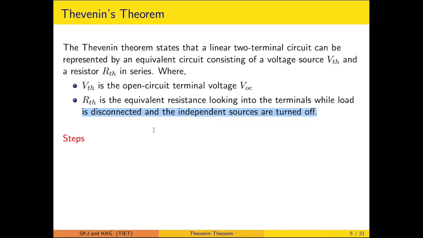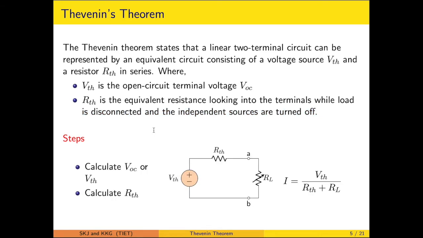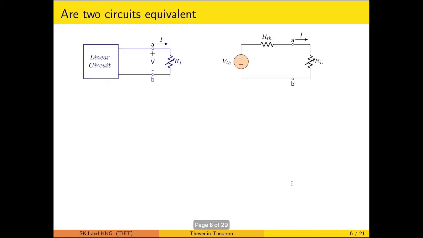However, the steps involved are precisely two. We have to calculate the VOC, which is VTH, and calculate RTH. If we are able to calculate these two, then the equivalent is formed, and simply by the relation I is equal to VTH upon RTH plus RL, we can calculate the load current. So it does not involve much computation. Now the question arises whether the simplified representation is an equivalent. That is investigated with various conditions.